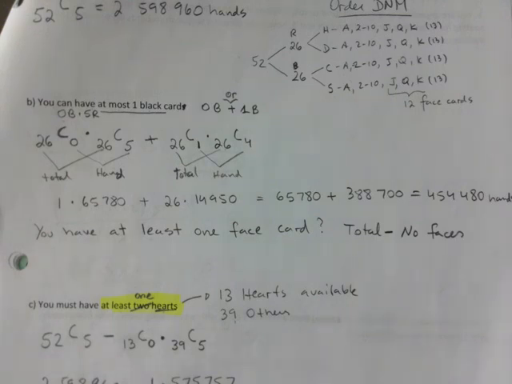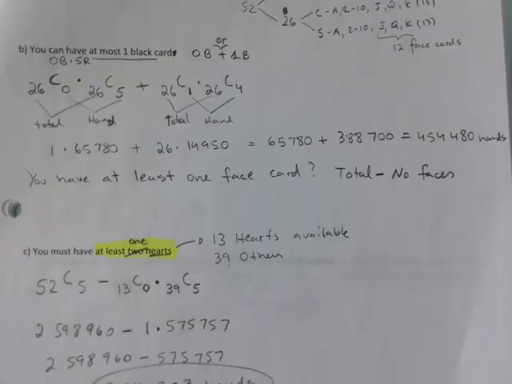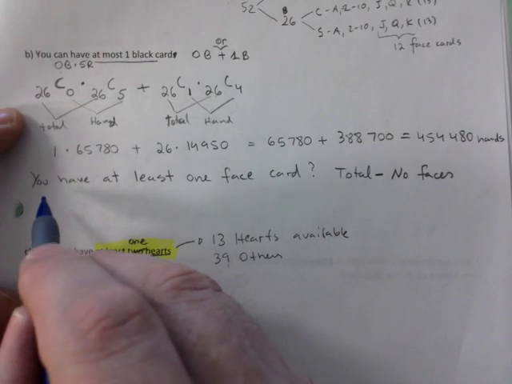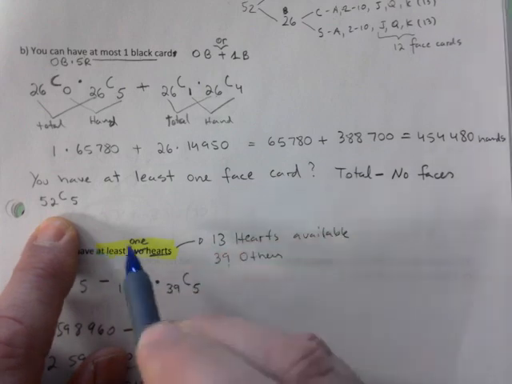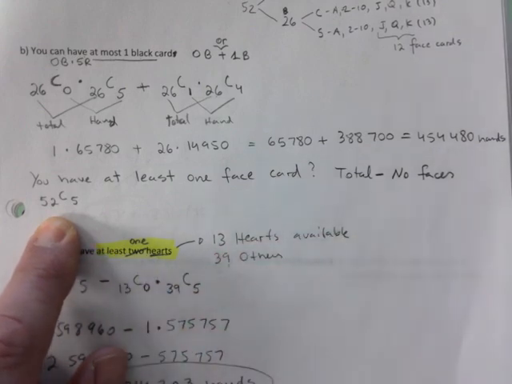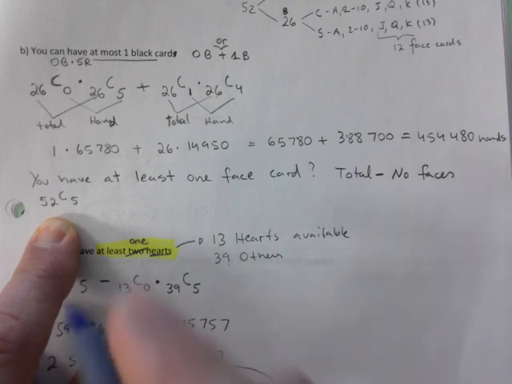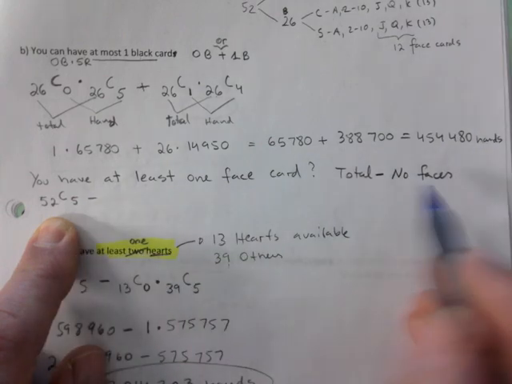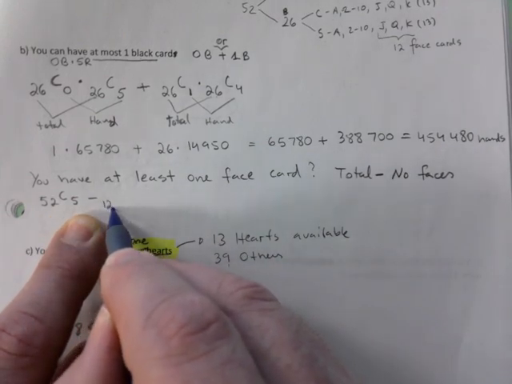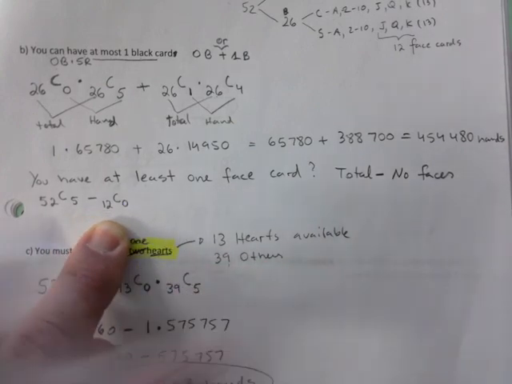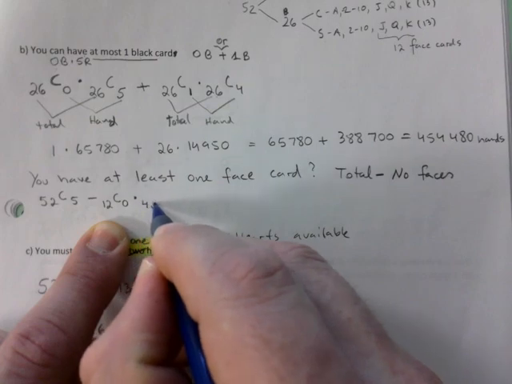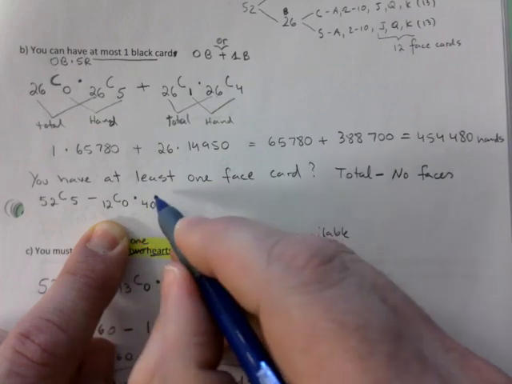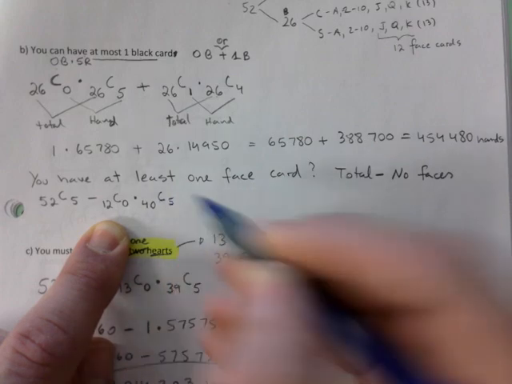All right. I already have the answer to this. 52 choose 5. That's total. That's everything that you can imagine, every hand you can possibly be dealt. So minus no faces. I'm going to focus on my faces. I have 12. Choose 0. I'm going to choose none of those. And then how many remain? 40. I'm going to choose all 5 from those 40.